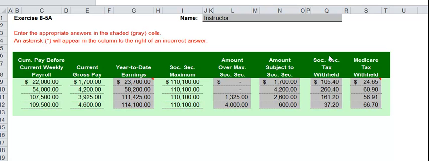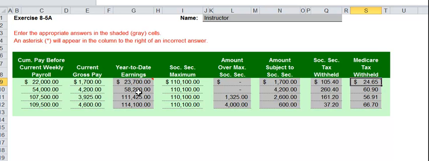So everything in this column, you have your amount subject to Social Security tax times our 6.2% gives us our 105.4. And you can see the formula here. It's taking this cell times 0.062 to get the 105.40. Then the Medicare is 1.45%. So it's taking this cell of 1700 times 0.0145 and getting our Medicare tax.